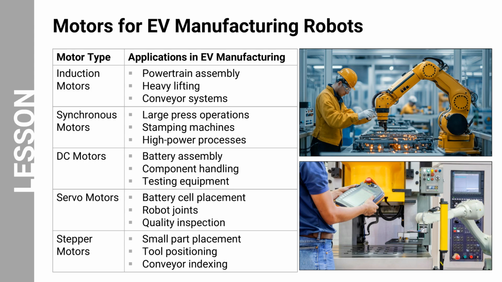Servo motors specialize in precise tasks such as battery cell placement, robot joint movements, and quality inspection procedures. Stepper motors are utilized for small part placement, tool positioning, and conveyor indexing, where exact incremental movements are needed.